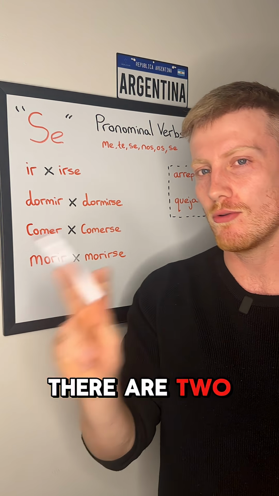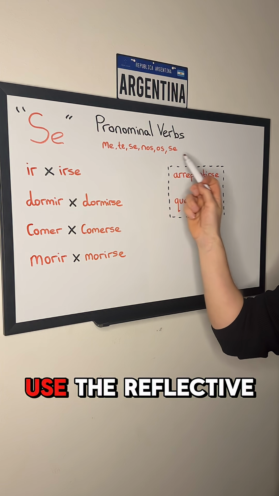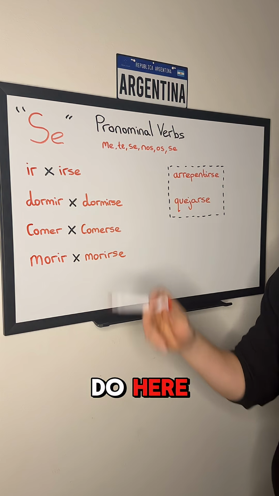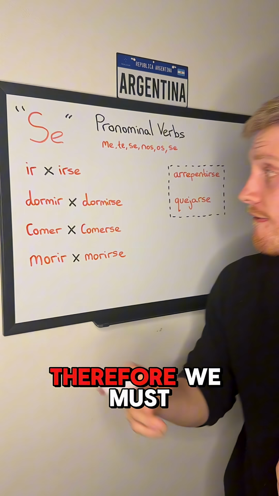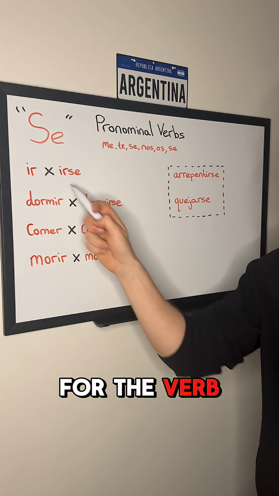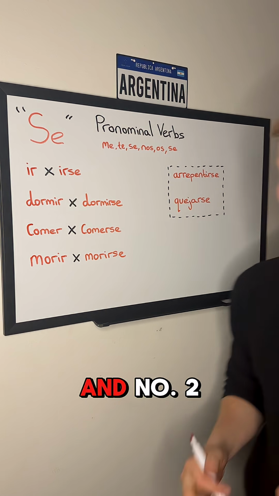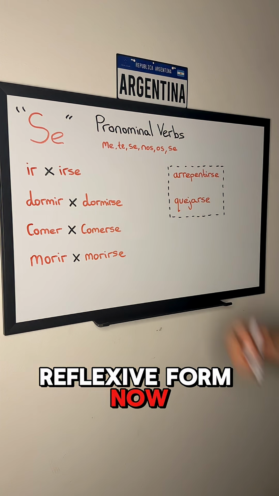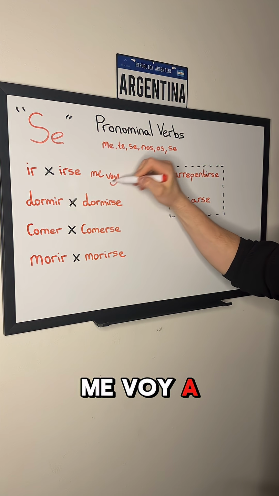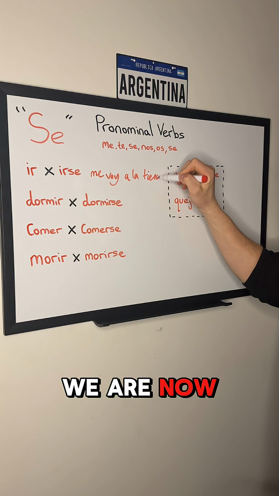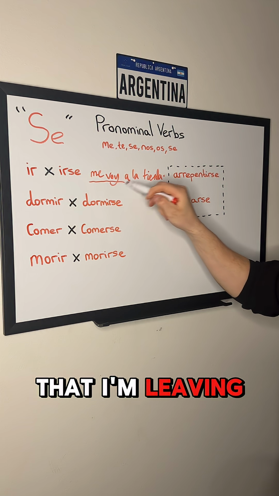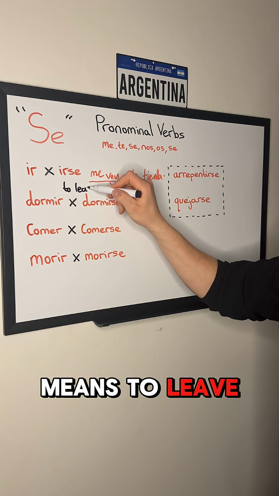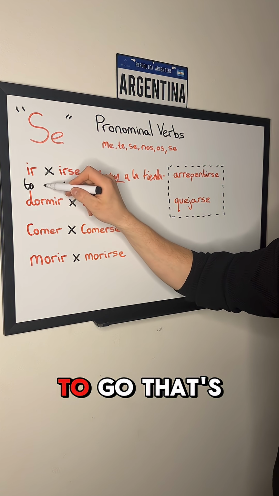Now irse, there are two things we need to take into account. Number one, we use the reflexive pronouns. Why? Well, whenever a verb ends in se, as these ones do here, it is telling us it's a reflexive verb. Therefore, we must use these pronouns for the verb to hold its intended meaning. And number two, various verbs change their meaning from their non-reflexive form. Now, if I say me voy a la tienda, we are now emphasizing the fact that I'm leaving the place that I'm in. So irse means to leave, whereas ir means to go.